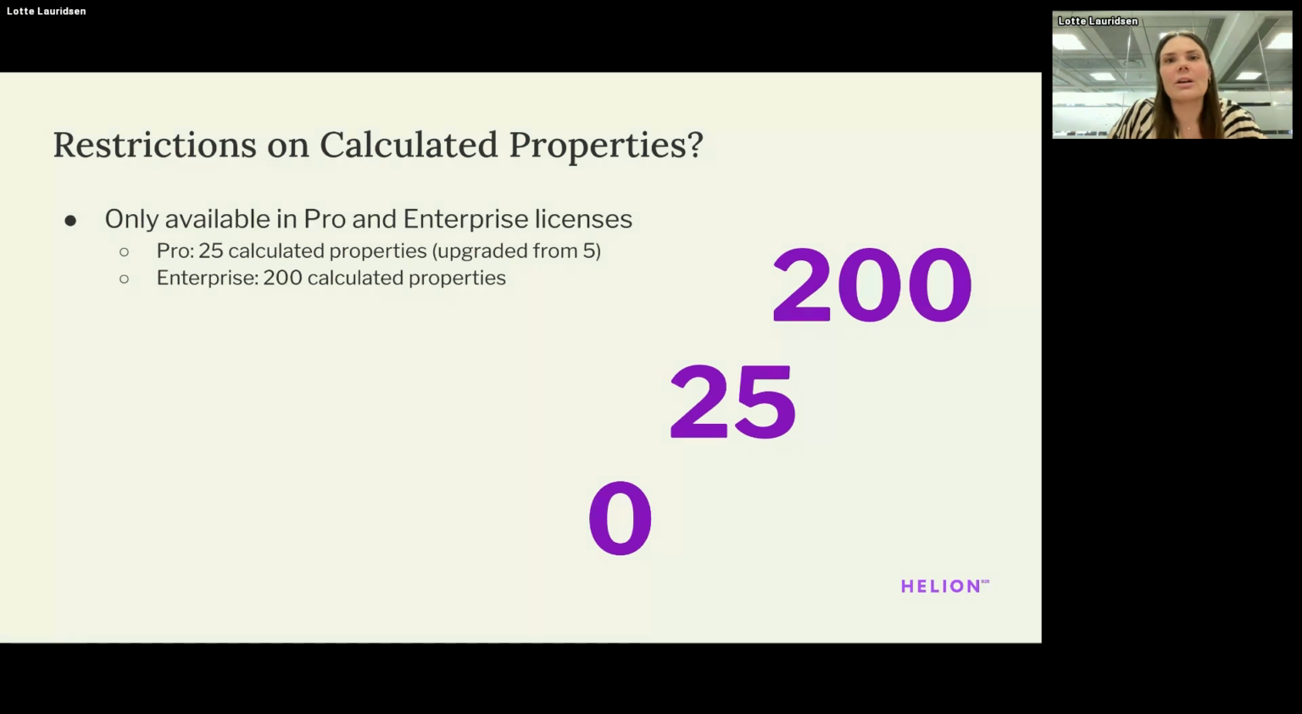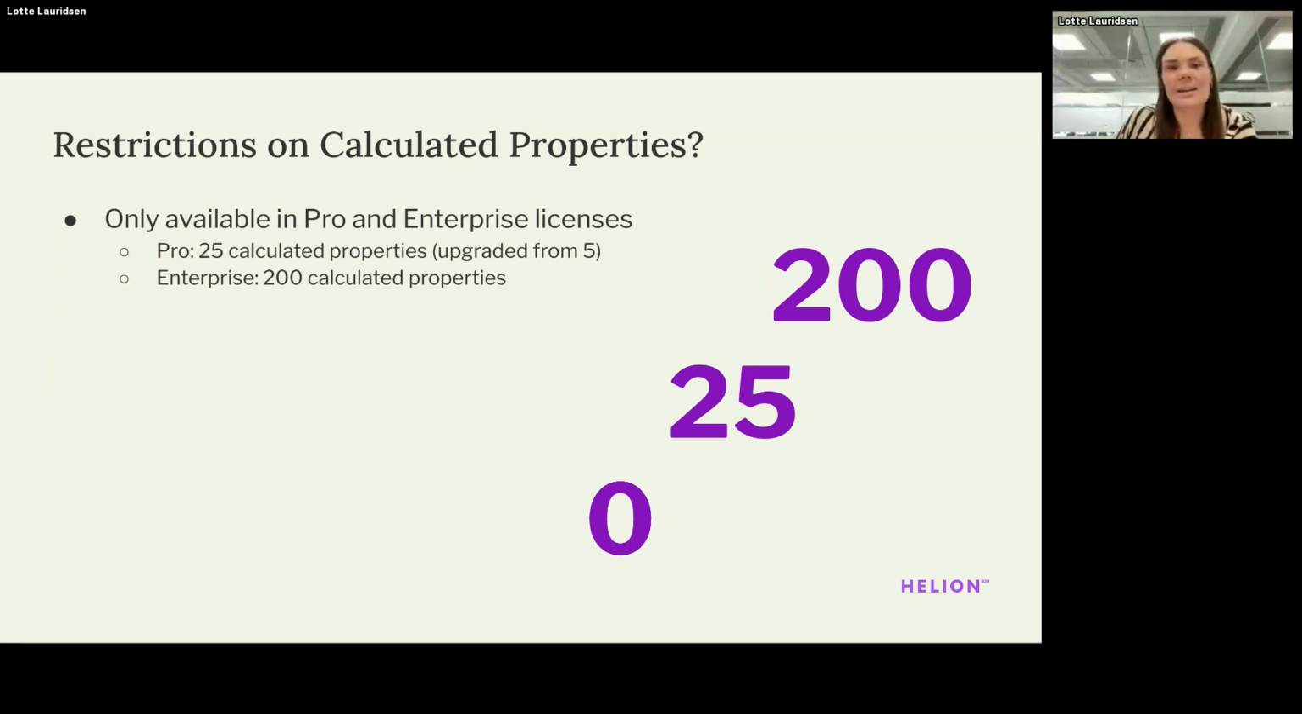So as I said before, there have been restrictions on calculated properties, also why we have called it this hidden gem, because not that long ago, it was only available in Pro and Enterprise licenses. It still is. But in Pro, you now have 25 calculated properties, and that was upgraded from 5. So this is one of the reasons why we haven't seen that many calculated properties when working with our customers, because there weren't that many to play around with, and a lot of people don't even know that they actually exist.